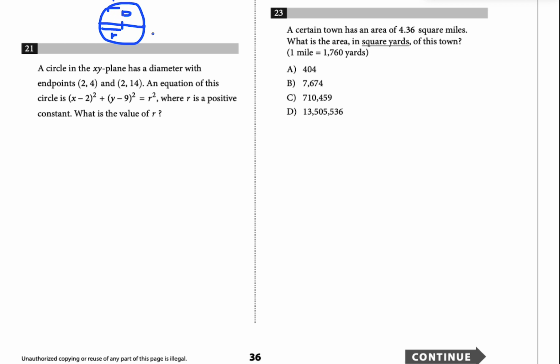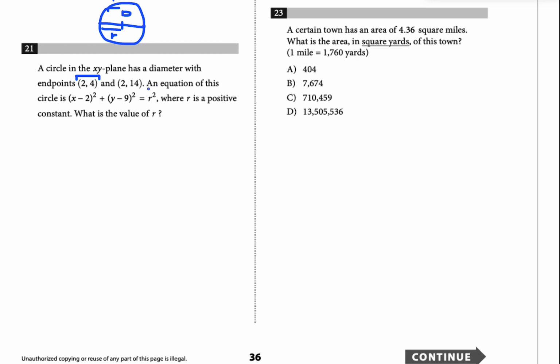And I saw that there are various ways to solve for this problem. Well, the easiest and probably the quickest way is to plug in either of these points, right? If you read the problem, it says a circle in the XY plane has a diameter with endpoints (2, 4) and (2, 14), and an equation of this circle is (x minus 2) squared plus (y minus 9) squared equals r squared, where r is a positive constant. What is the value of r?